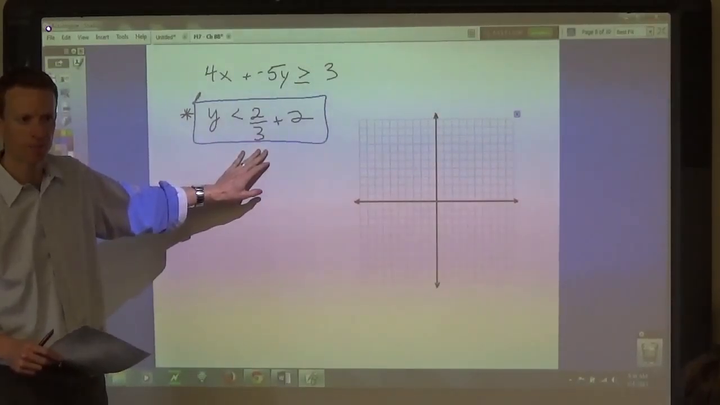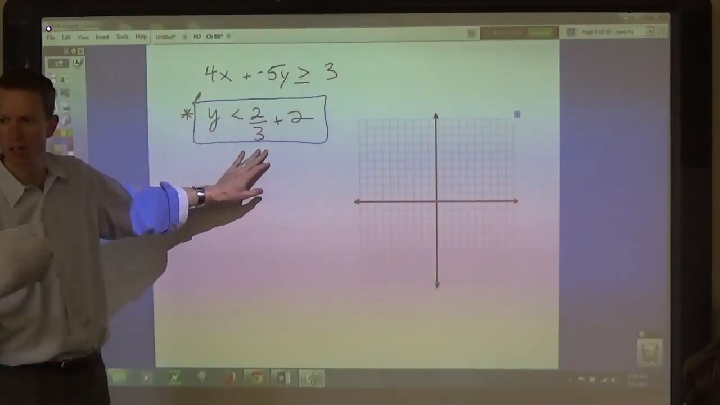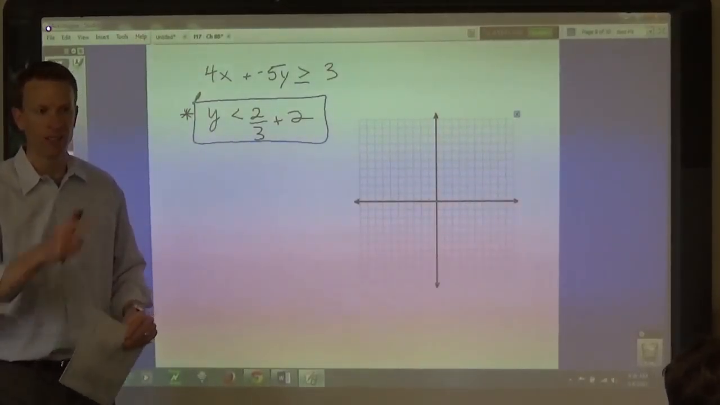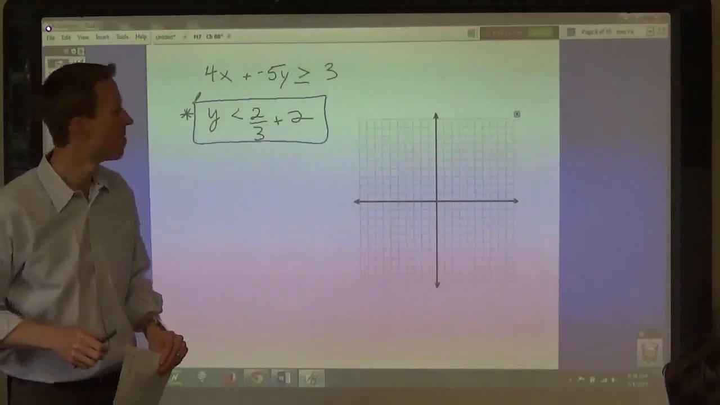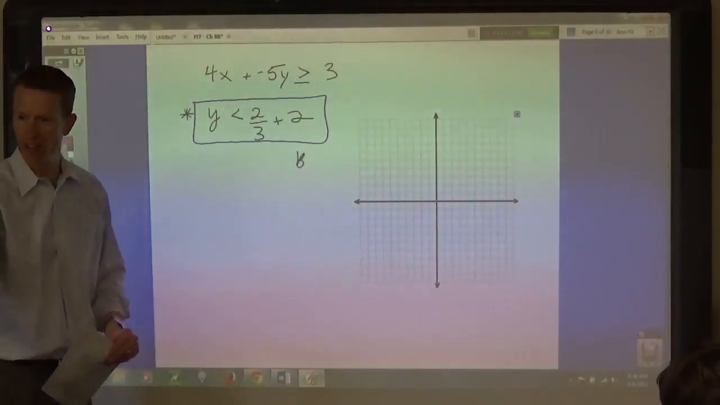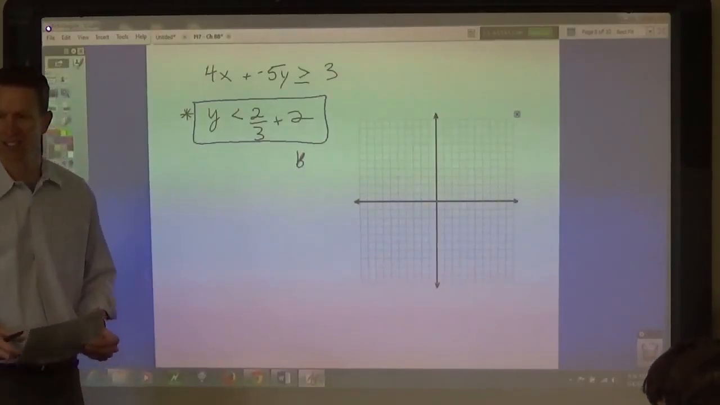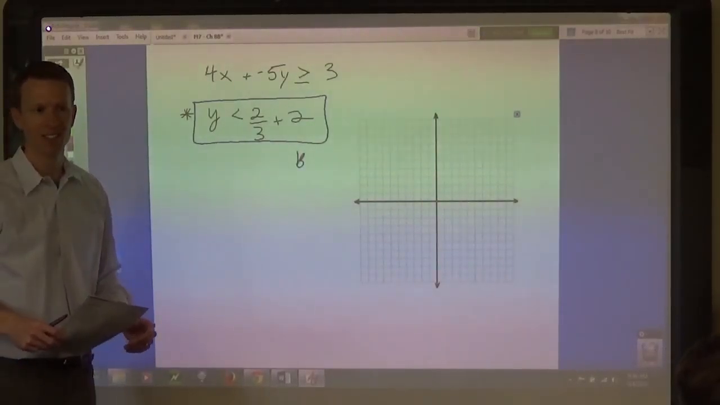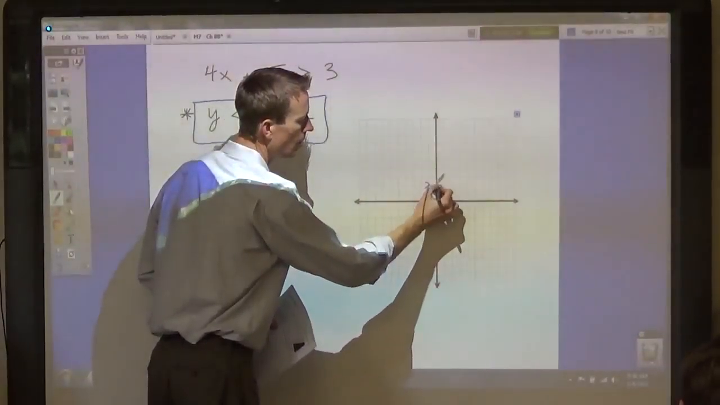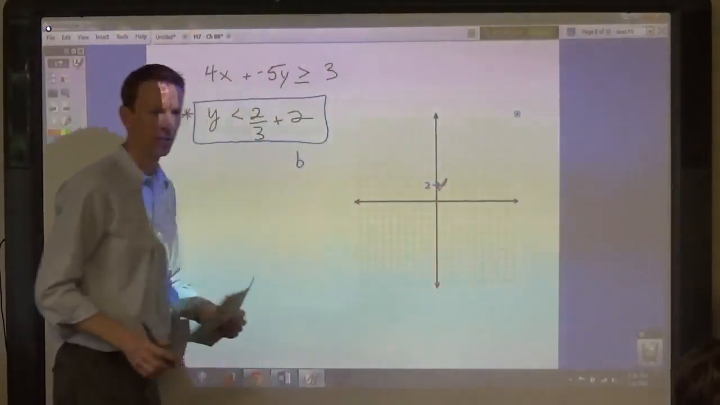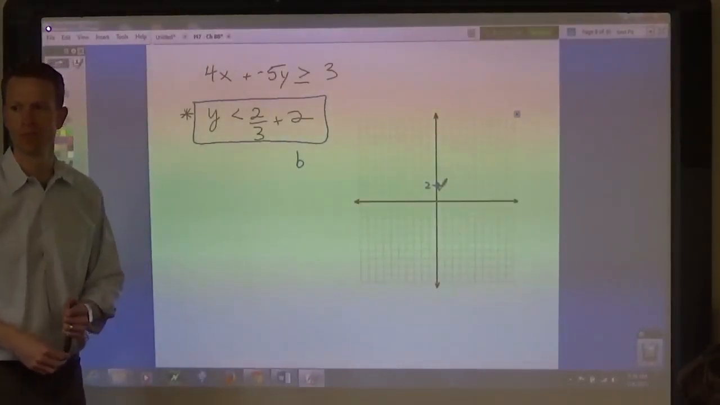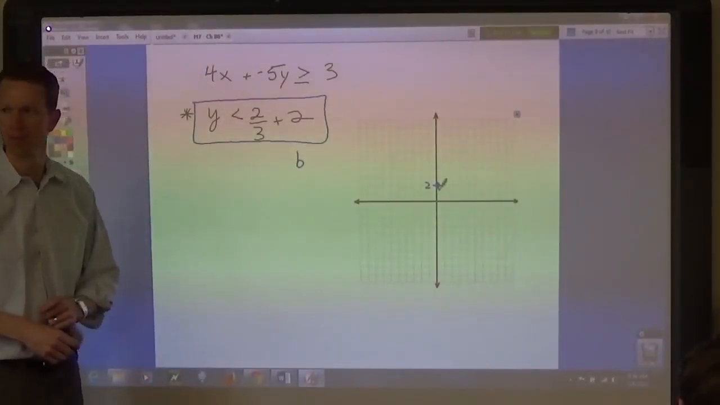Isaac? Go up. What's that? Go up 2. Up 2, yep, this is the y-intercept. So this is the first point on the graph. And then what? You go up 2 and then to the right 3.